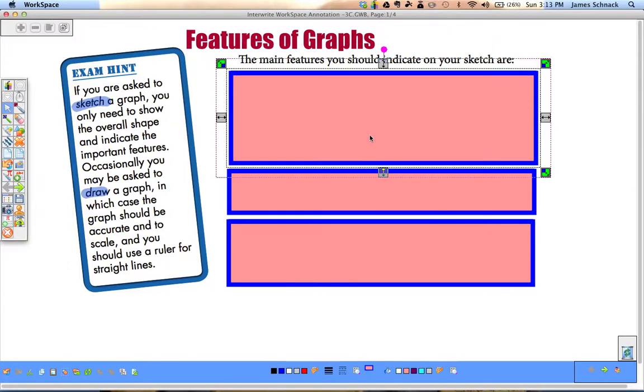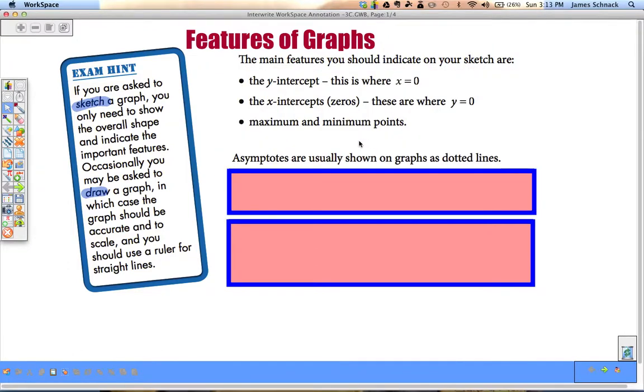So, some of the main features you should include: the y-intercept. That is where x equals 0. We can always find that point by plugging in x equals 0. The x-intercepts, the zeros, where y equals 0, maximum and minimum points. We're also talking asymptotes.